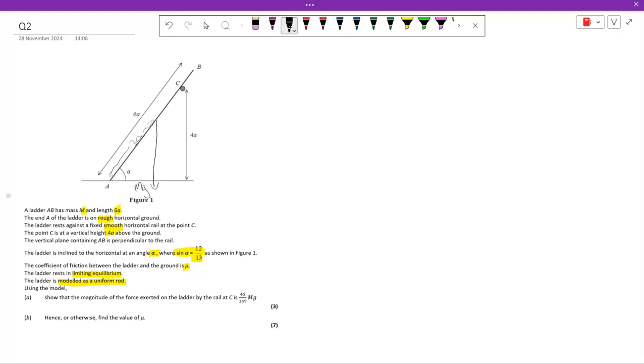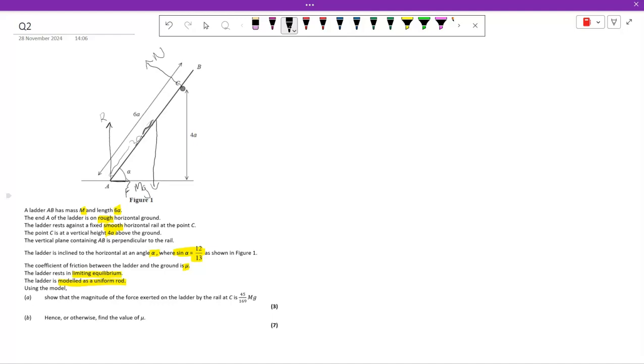And then we know it's on rough horizontal ground, so the ladder wants to slip to the left, and so the friction, because it's rough, will go to the right. And then you've got a reaction here on the ground. The ladder rests against a smooth horizontal rail, so there's also going to be a reaction over here. I usually call that N. And it's smooth, so there's no friction on that rail.